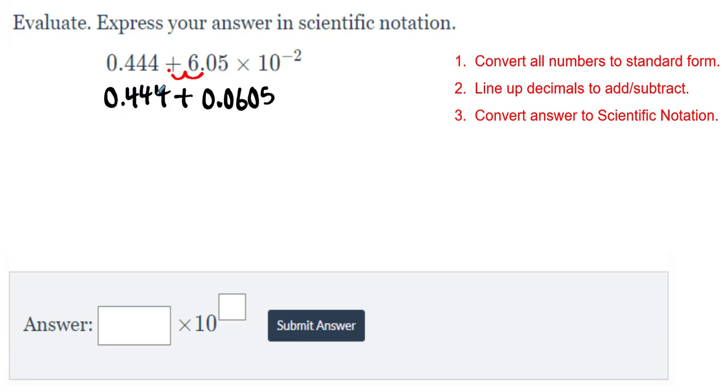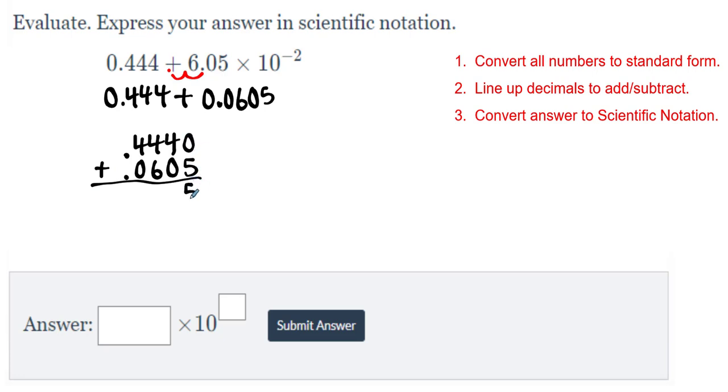I'm just going to start with 0.44. So I'm just going to put decimal 44. Quick reminder, number 2, line up the decimals to add or subtract. So now I'm going to put underneath that decimal 0.605. And then I'm just going to add a 0 into the top. It's not going to change the value. It's just going to help me keep things lined up. And then we're going to line up our columns.